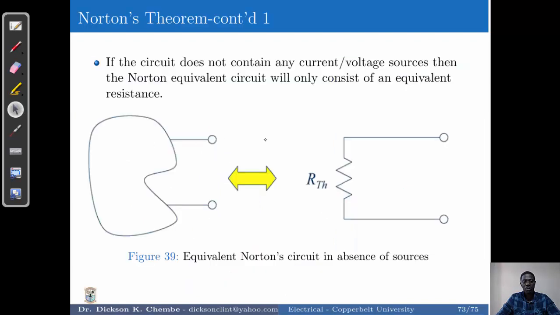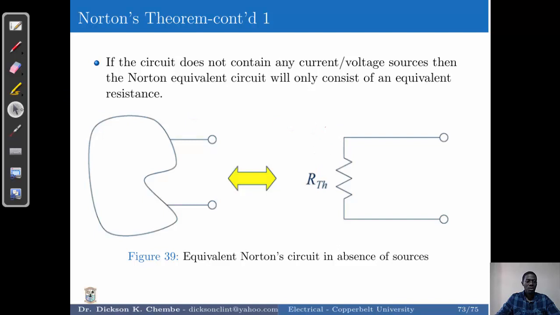Now, if in the circuit there are no voltage or current sources, then the Norton equivalent circuit will only consist of a resistor like so, and this resistor is the same as the Norton's resistor. So you can call it a Thevenin resistance or you can call it a Norton's resistance, but it's one and the same. The same procedure that we use to calculate the Thevenin's resistance is the same procedure that we use to find the Norton's resistance, and that is how it is done.